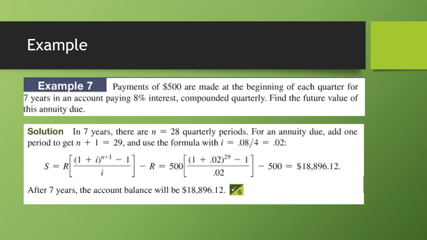And here's our solution. N is going to be 28 because it's 7 years and it's going in quarterly. We're going to add 1 period because you do n plus 1, so that's going to bring it up to 29. And don't forget that our interest has got to be divided by 4. So you can see all the numbers have been put in place, and after 7 years, the balance on the account will be $18,896.12.